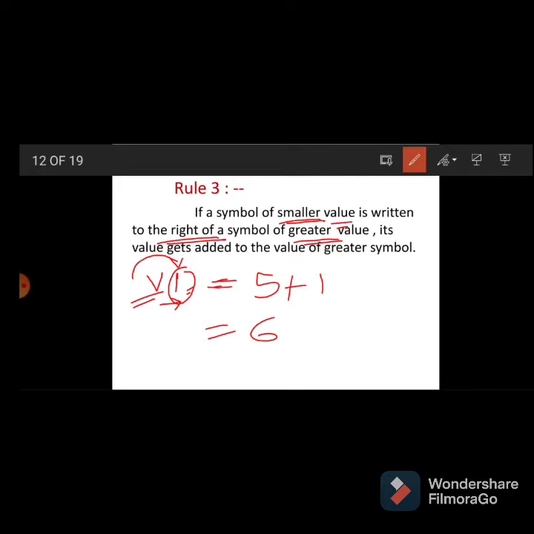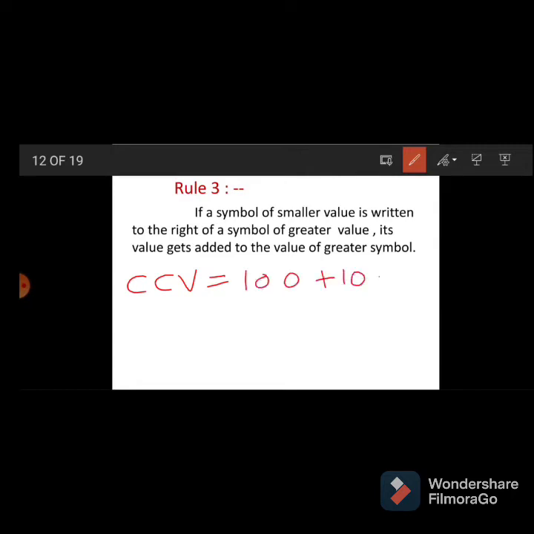See the next example, the second example. Suppose we write CCV, then C is used for 100, yes correct, 100 plus 100, and V is 5, equal to 205. Okay, then the exact opposite is the next rule.